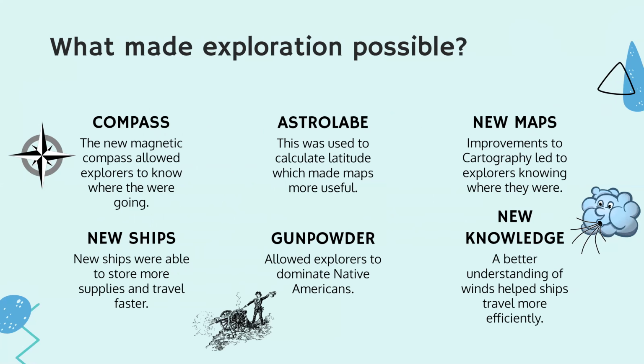We see the compass. The compass had been around for a couple thousand years, but the difference is this was a new innovation, the magnetic compass, which would connect to the Earth's magnetic field, and this was much more accurate, and this would help explorers know exactly where they were going and help them navigate across the ocean, which was a very large benefit.